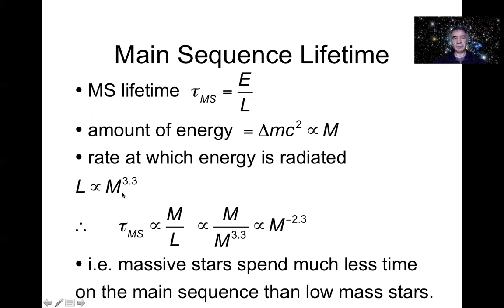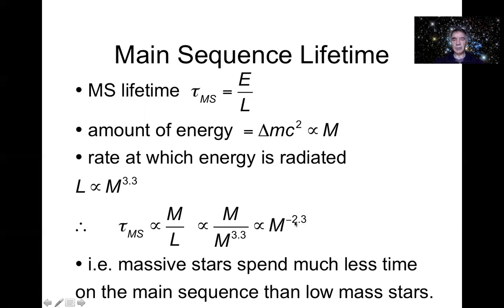Now we've also just seen that the luminosity on the bottom here is proportional to M to the 3.3. This is your mass luminosity relation for main sequence stars. So we can turn this equation into a proportionality on mass. Main sequence lifetime is proportional to M over L, but L is proportional to M to the 3.3. So you've got M over M to the 3.3, which means the main sequence lifetime is proportional to M to the minus 2.3. So what is this telling us?